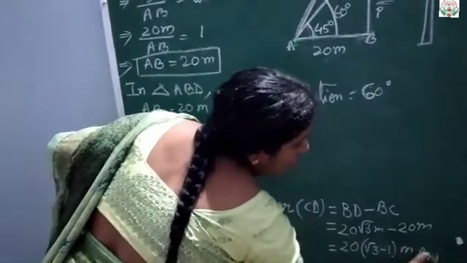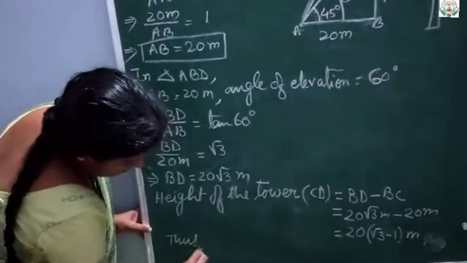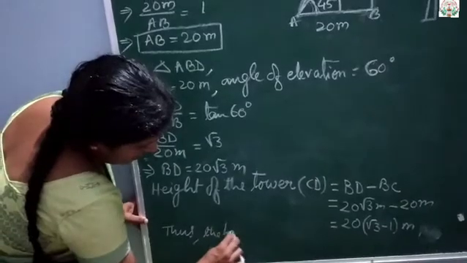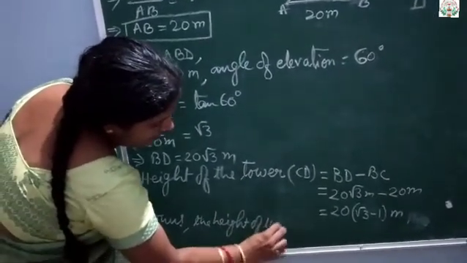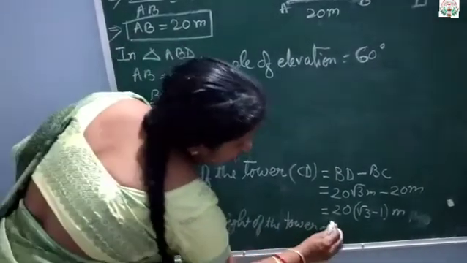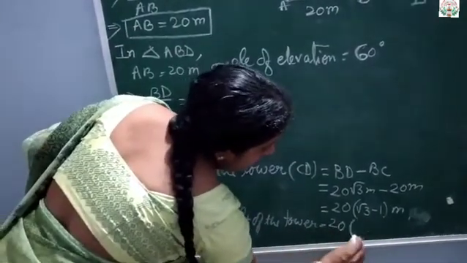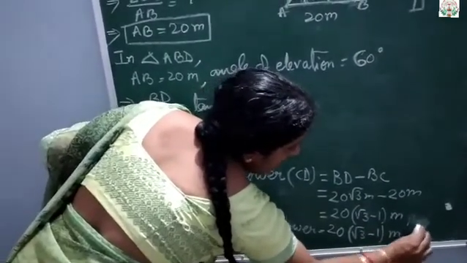Answer. Or you can write the last statement: thus, the height of the tower equals 20 within brackets root 3 minus 1 meter. Answer.